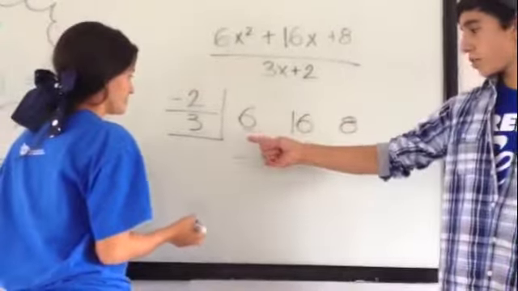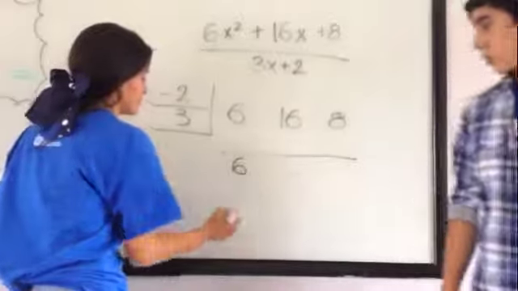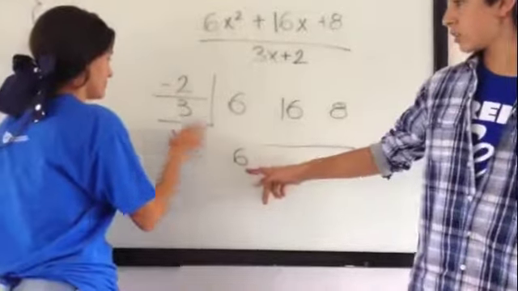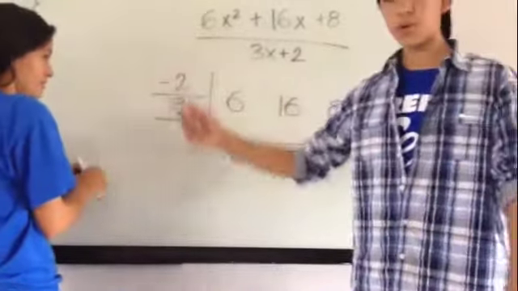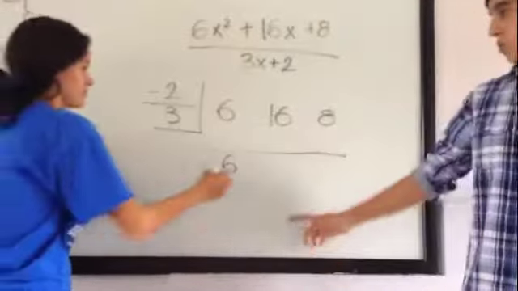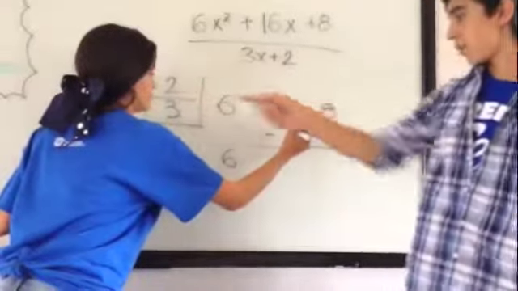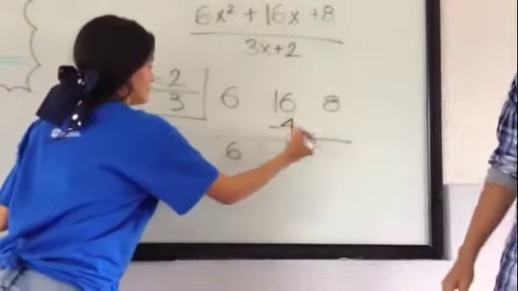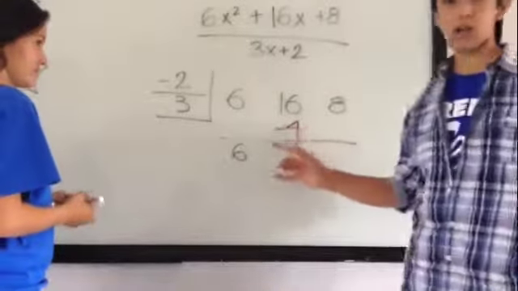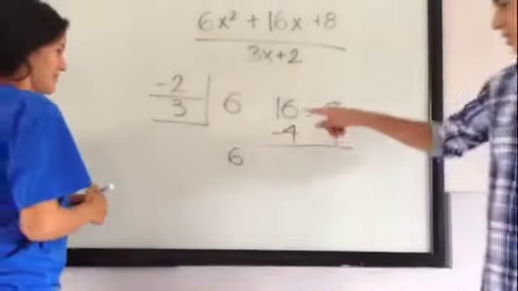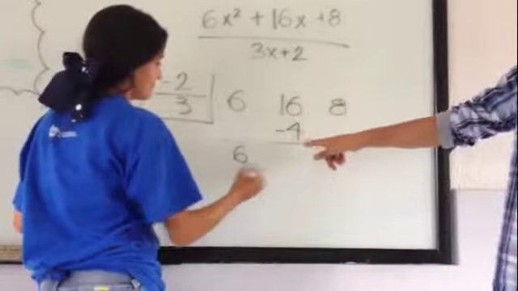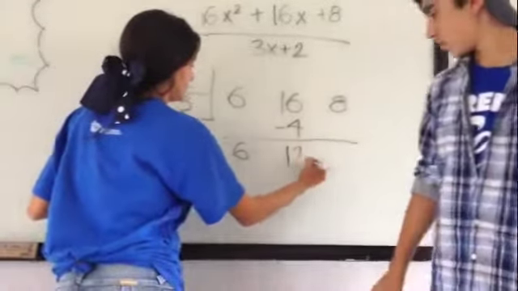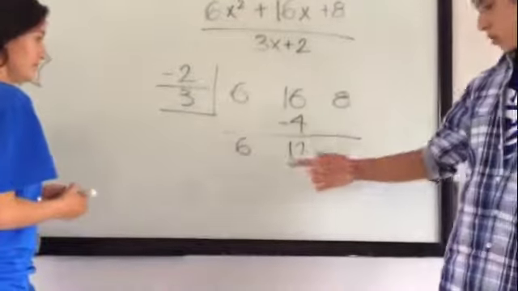For the first step, you just bring down the number 6. And then you multiply 6 times minus 2, and then you divide it by 3. So it will be minus 12 divided by 3, minus 4. And then you make your subtraction. 16 minus 4 is 12. And then you make it again.